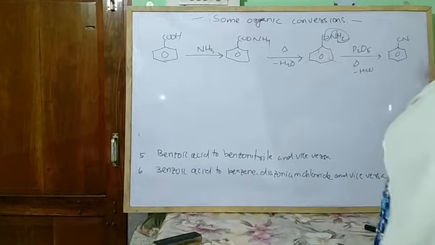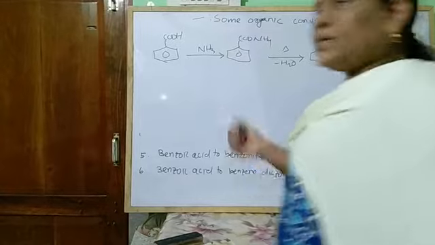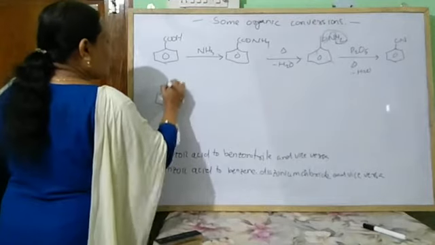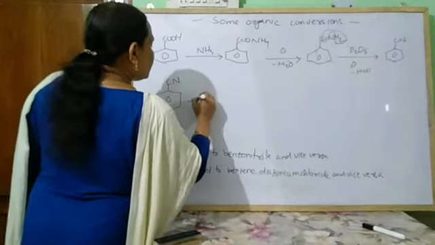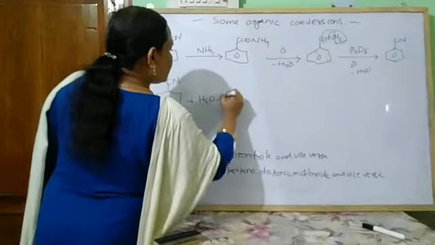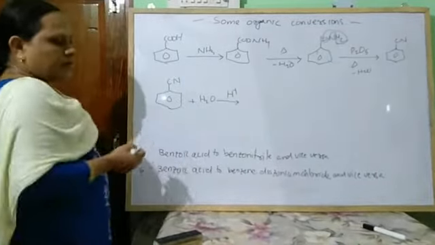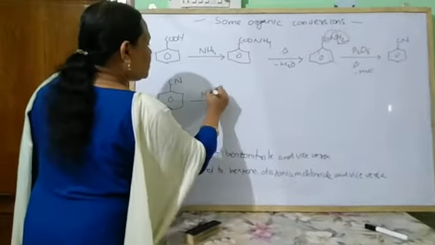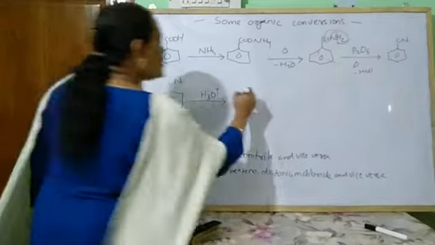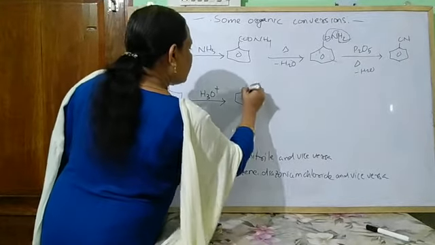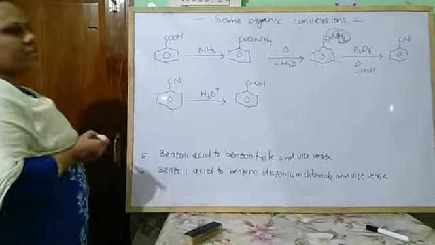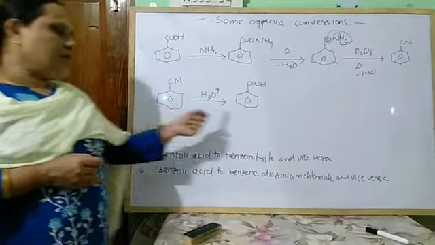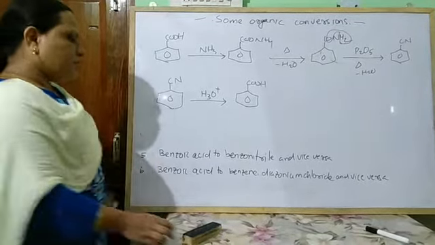And benzonitrile to benzoic acid, a simple one-step reaction. Benzonitrile, when it undergoes hydrolysis in presence of acid or in alkali medium, generally the reaction takes H plus, or you can write H3O plus, forms benzoic acid. So this is benzoic acid to benzonitrile and benzonitrile to benzoic acid. Next, come to the next question.